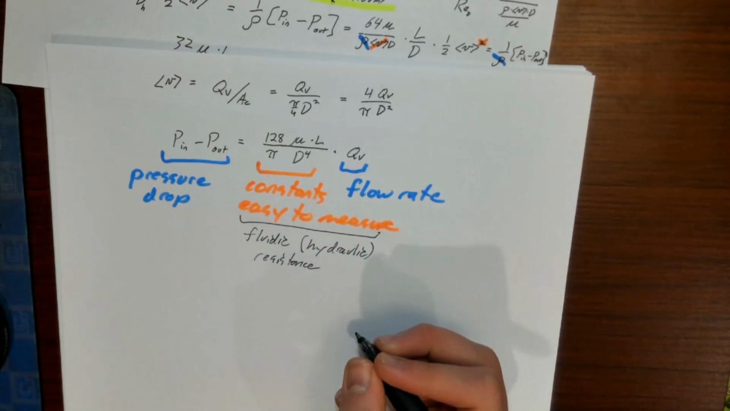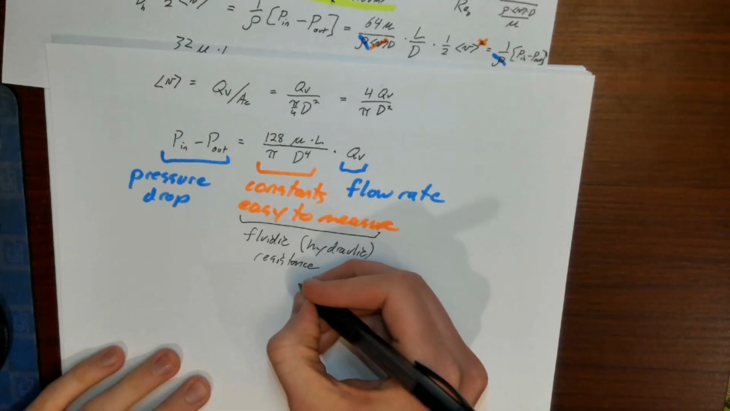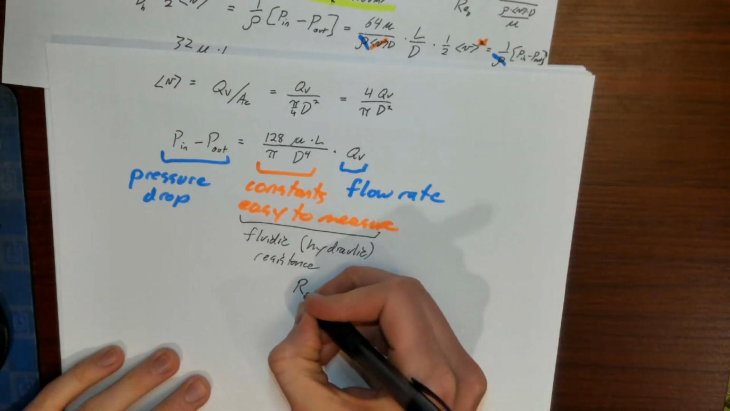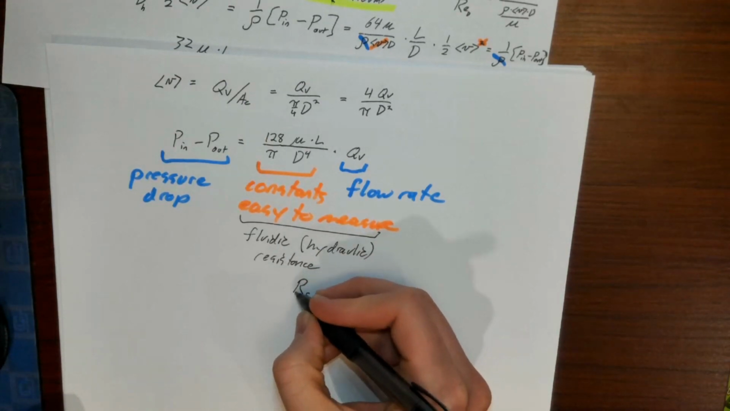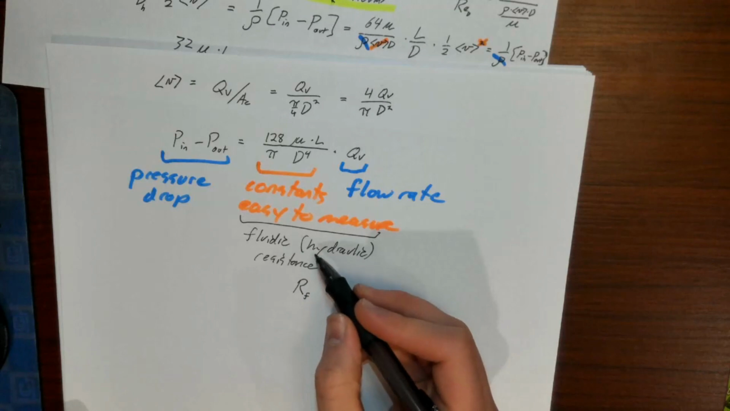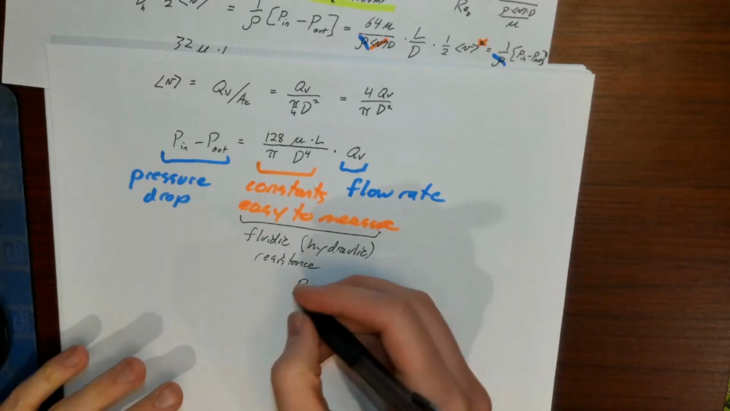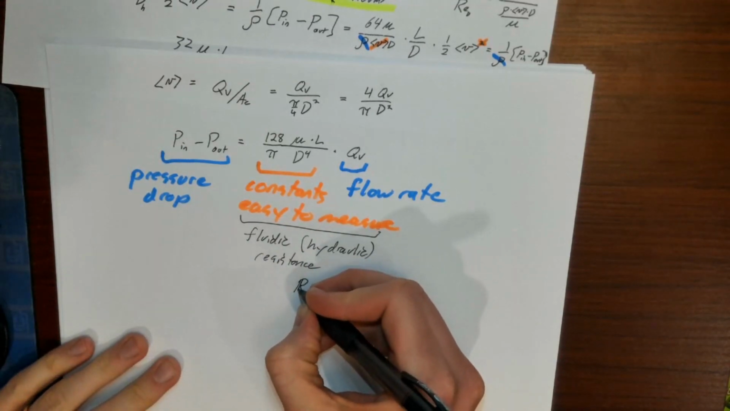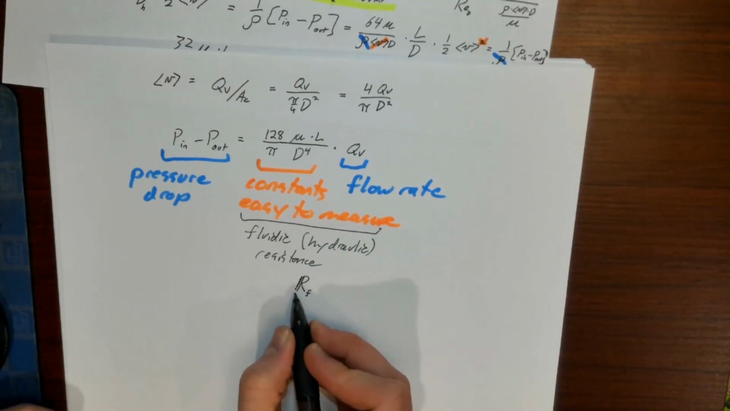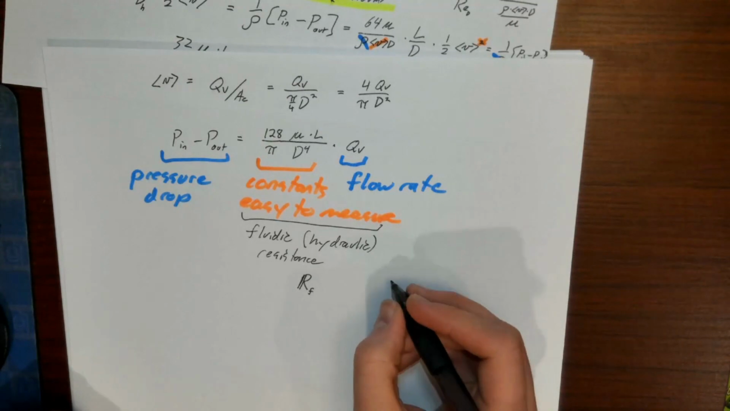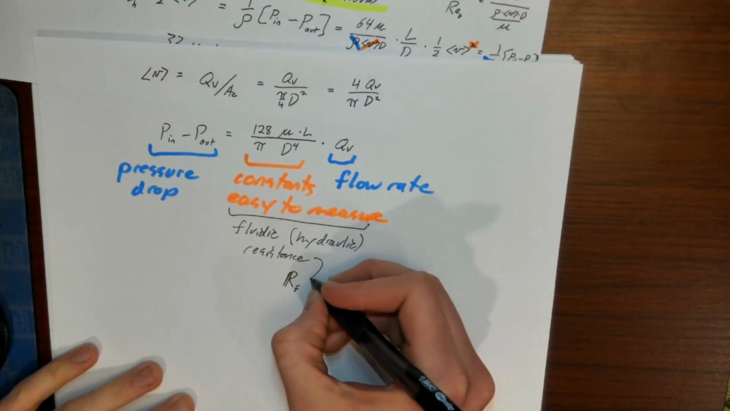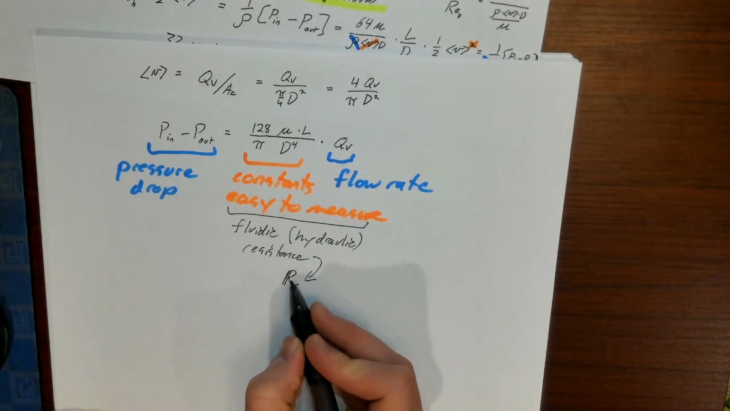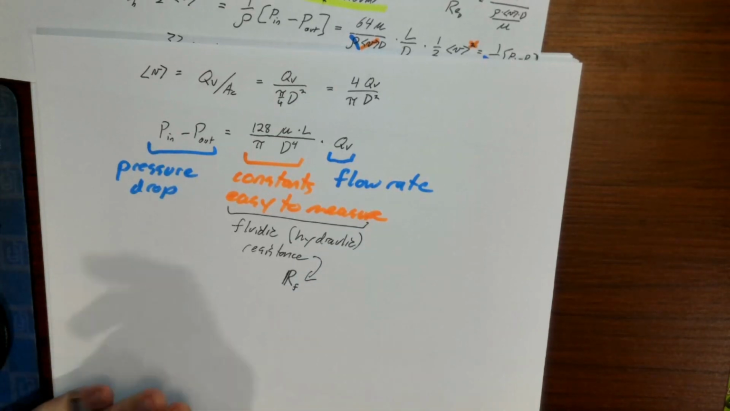And I'll call it R sub F, the F indicating that it's a fluidic resistance, and the capital R indicating that it's a resistance like a resistor. And in the context of this class, I'm going to give hydraulic resistances a sort of double bar over here on the left. And this is to sort of contrast it from this.